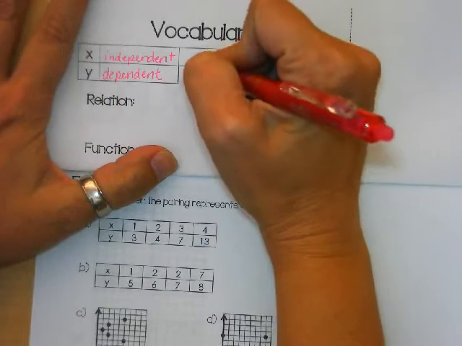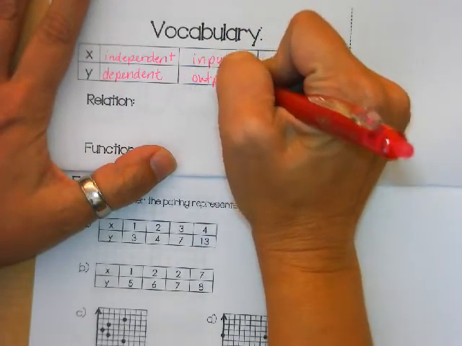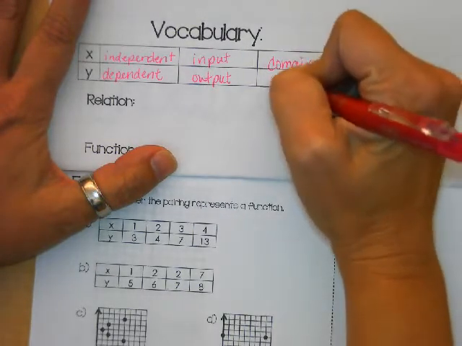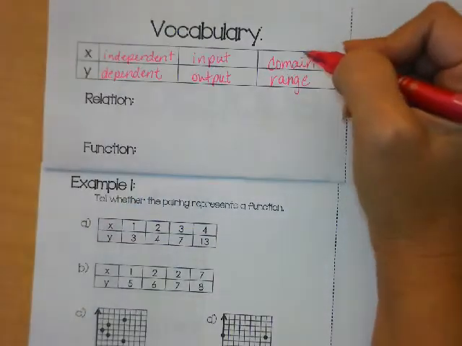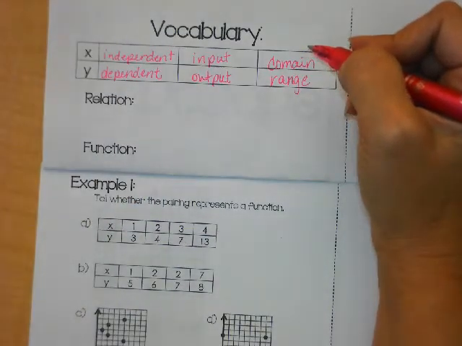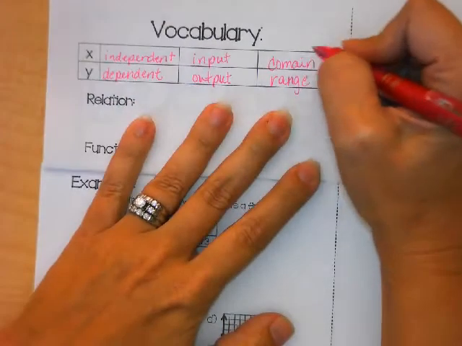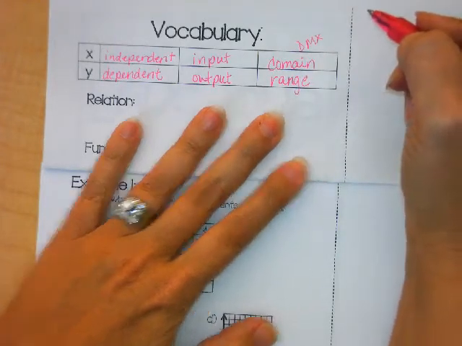X is our input. Y is our output. And this is going to be your new words this year: domain and range. Domain means x. There was a rapper, he's passed away by now. Don't listen to his music because it's not super appropriate, but he was called DMX, right? So domain means x.